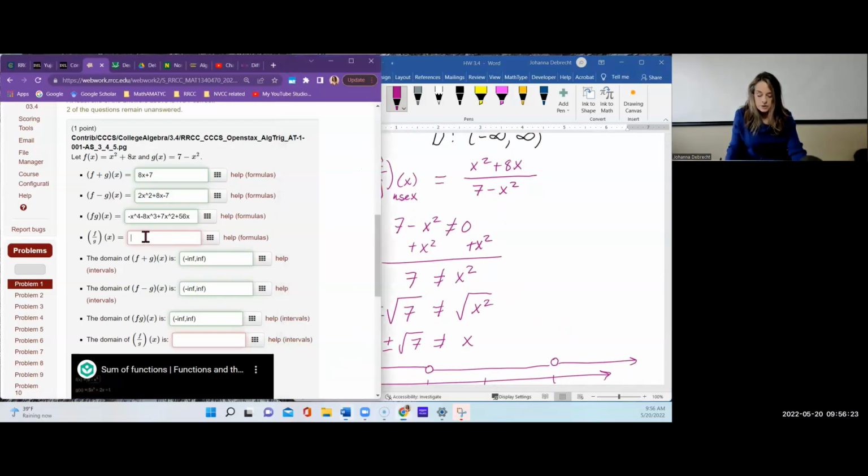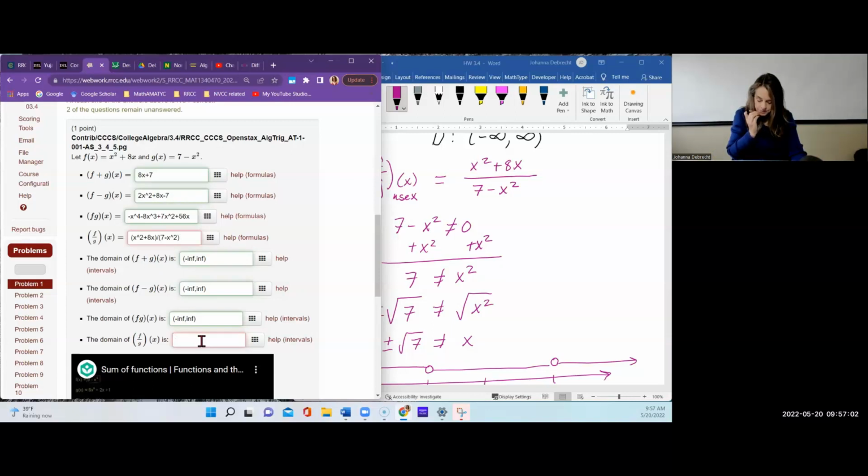In order to enter the combined function into WebWork, we need to be sure to put the numerator in parentheses and the denominator in parentheses. I can't see what I'm typing. And I need to close my parentheses, which I almost forgot.